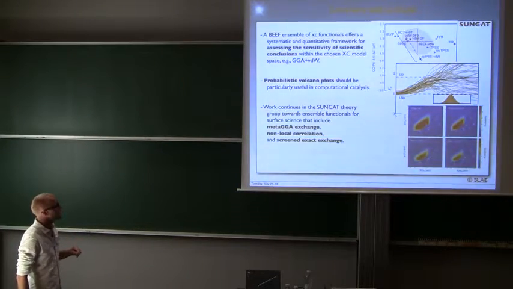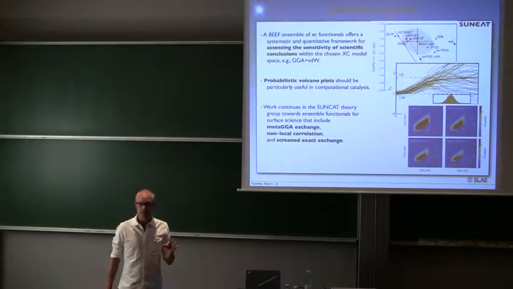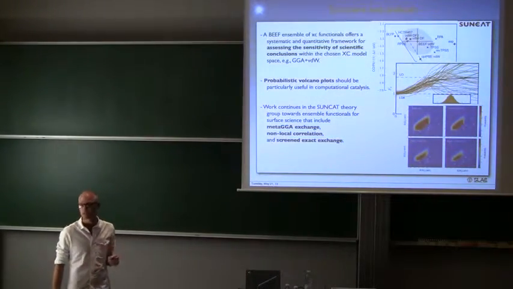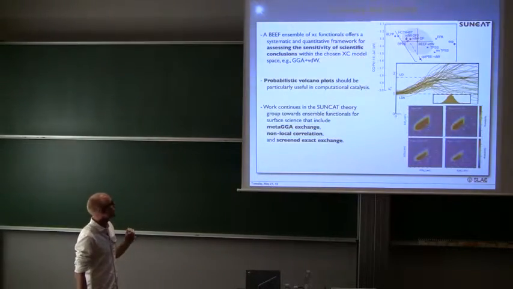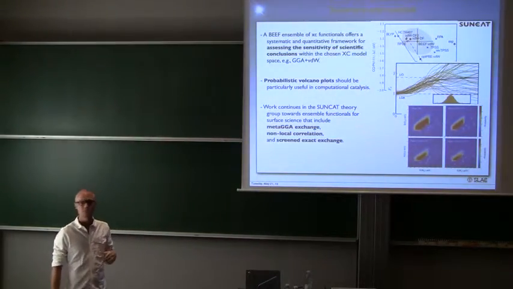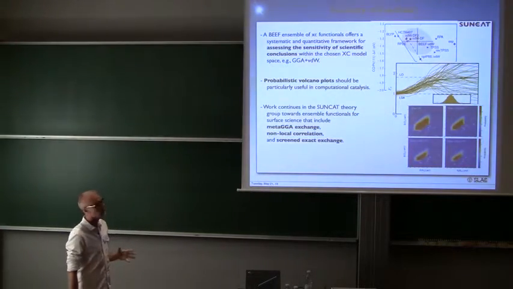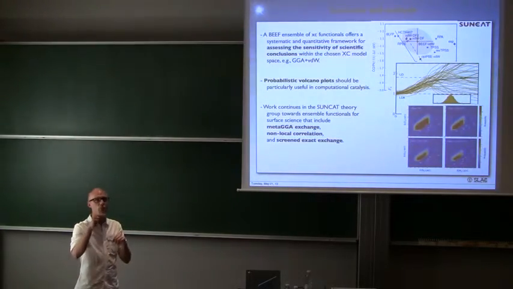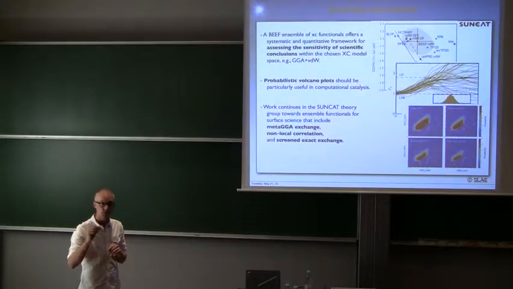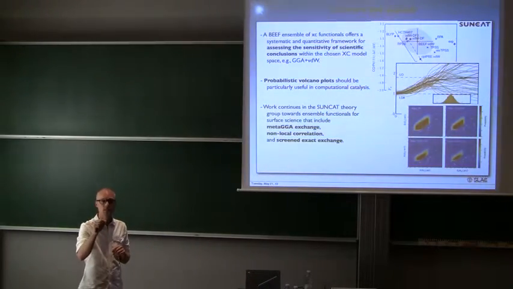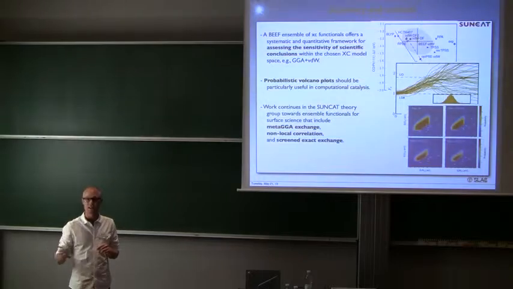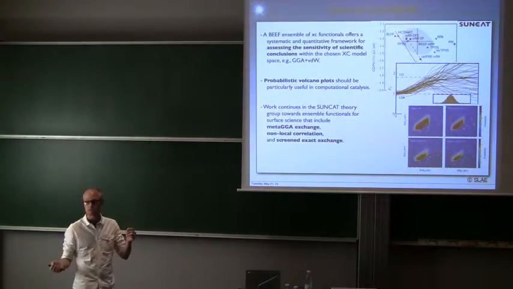So in summary, the BEEF ensemble that is designed together with the BEEF-vdW functional is as useful and as important as the BEEF-vdW functional itself. It offers a systematic and quantitative framework for assessing what the errors on our predictions are and how these errors propagate with each other. For example, if one ensemble functional predicts that the N2 dissociation energy is significantly lower than the BEEF-vdW does, then you'll see a similar effect on the O2 dissociation energy because these scale. And the ensemble captures these correlations between quantities.